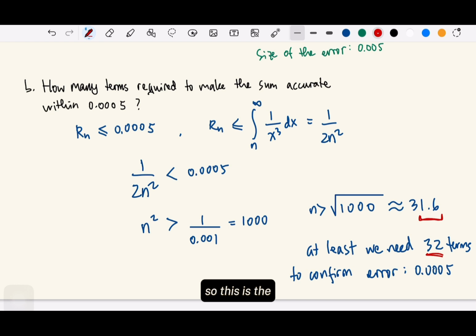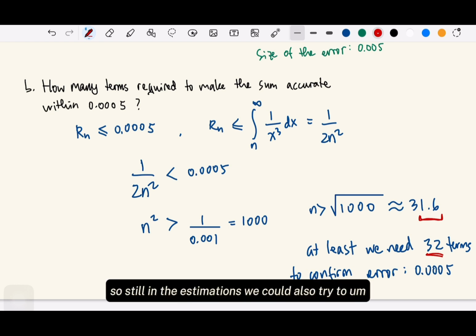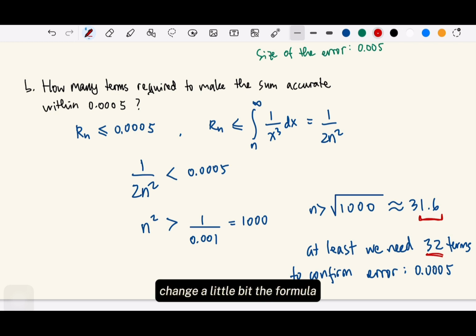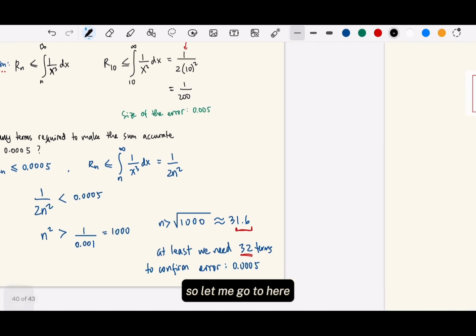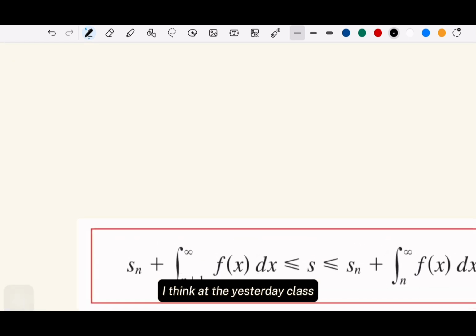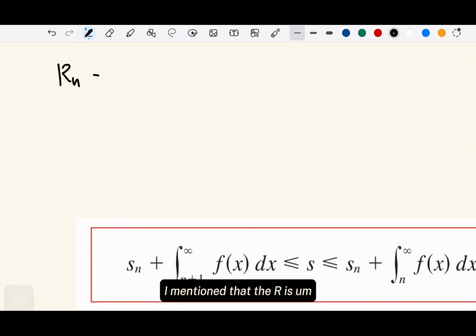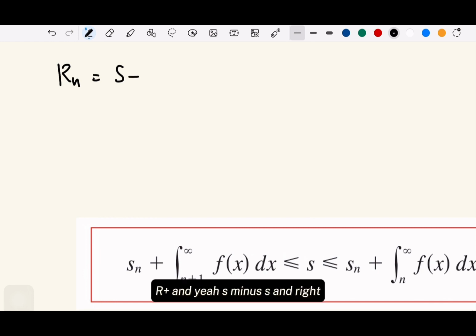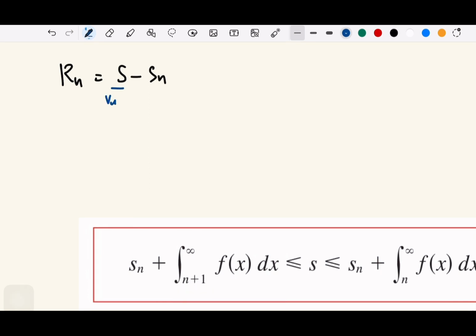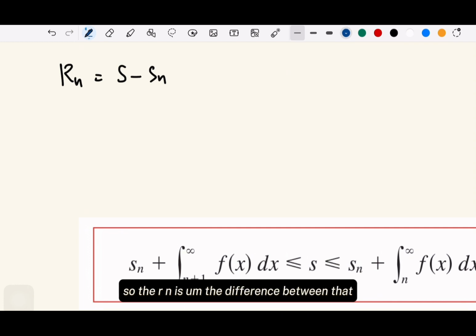So this is the estimation. Still in the estimation, we could also change the formula a little bit, but actually this is still the same. Let me write first. In yesterday's class I mentioned that Rn is S minus Sn, right? So S is the real value, and Sn is our approximation. So Rn is the difference between those. Let me write the formulation again.